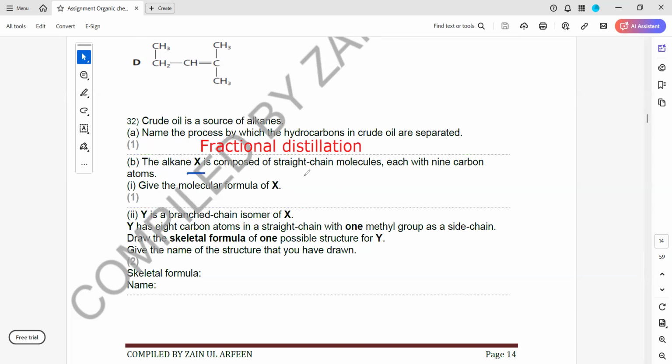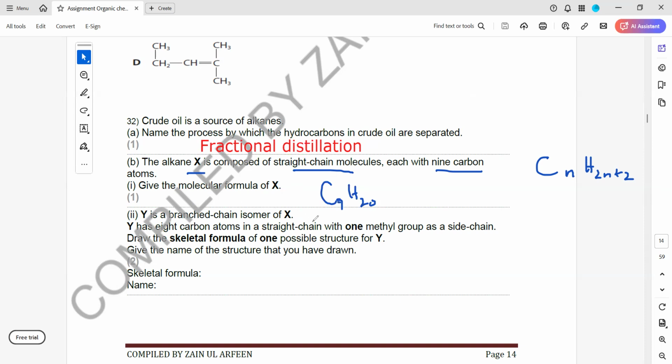Alkane X is composed of a straight chain molecule with 9 carbons. Give the molecular formula. They mention it's a straight chain and it's an alkane. So what is the general formula of an alkane? The general formula of an alkane is CnH2n+2. So if we have 9 carbon atoms, how many hydrogens will there be? 9 multiplied by 2 makes 18, and 18 plus 2 makes 20. So C9H20 will be the molecular formula of X.